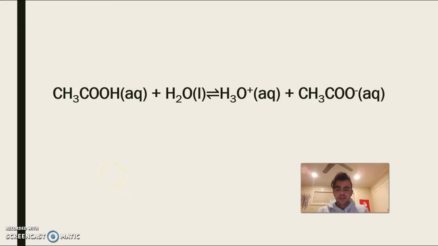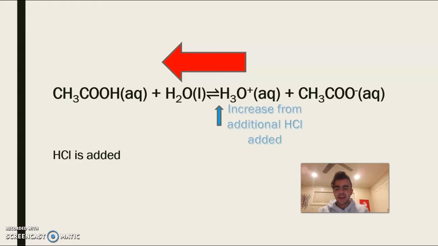So when you add a strong acid to a buffer solution containing a weak acid and its conjugate base, as shown, the equilibrium will shift to the left. This happens because when you add the acid, you are adding more hydrogen or hydronium ions to the reaction, meaning there are more products than reactants. So to compensate for these additional ions, the equilibrium shifts to the left to create more reactants, due to the increase in products, and therefore re-establishing equilibrium.